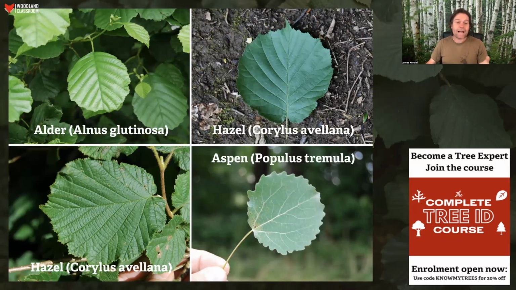Here are the round leaves. Now there are three trees that I would put in the round leaf category: alder, hazel, and aspen. If it's a round leaf, it's most likely going to be one of those three. We'll come back to alder and hazel later because they do look quite similar, so we're going to compare them in more detail. But look how round the aspen leaf is. Very round, isn't it? And that's really quite distinctive.